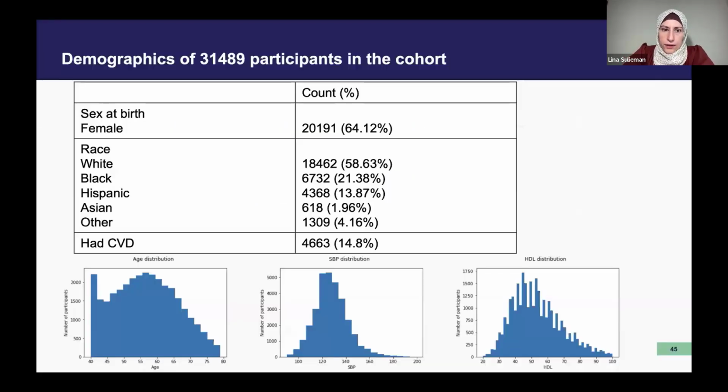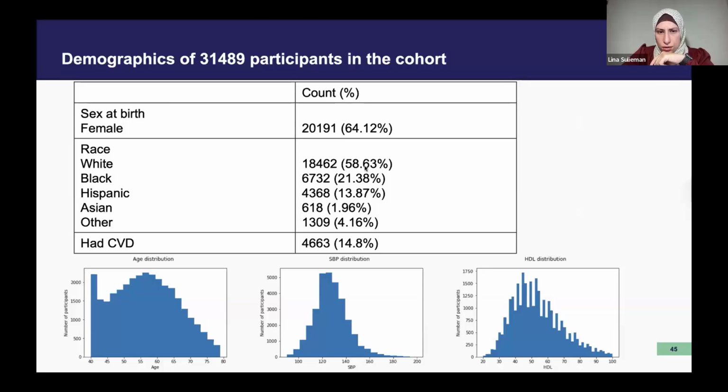Okay, so what do we have in All of Us? We had around 31,000 participants in the All of Us cohort who were included in our study, again between the age of 40 to 79, who did not have any cardiovascular disease before they answered the smoking survey, the smoking question. Around 64% of those participants self-reported their sex at birth as female.